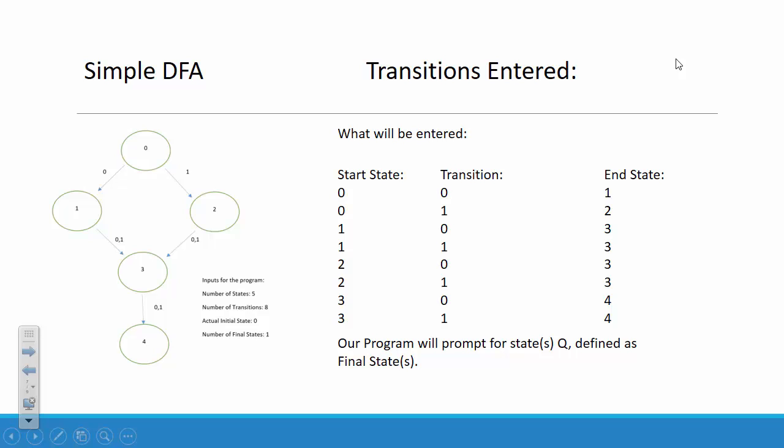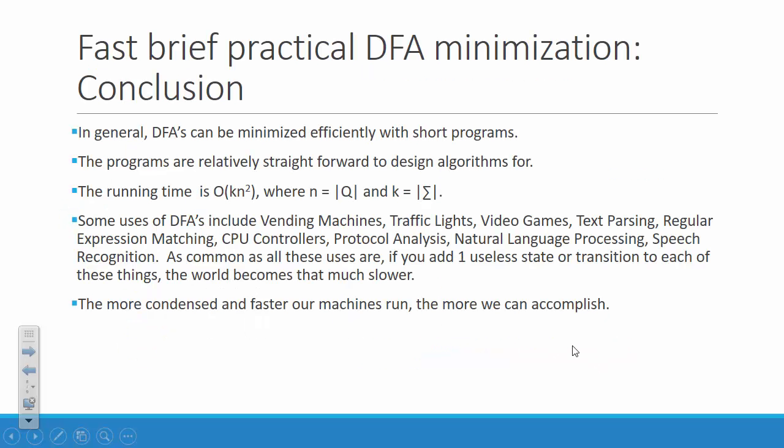So here we have a simple DFA that we're going to be minimizing. We have the number of states, the number of transitions, and then here on the right-hand side, you'll see that we have our start state, the transition, and then the end state, and we'll just have a string 001 that will be entered into our program, and then our program will prompt for state Q that are defined as final states.